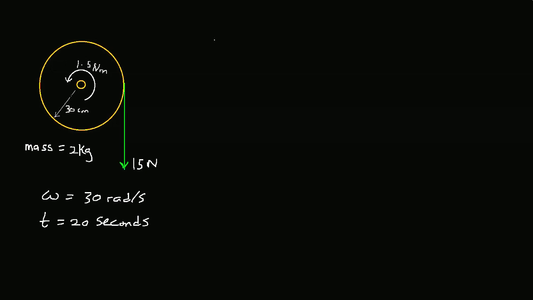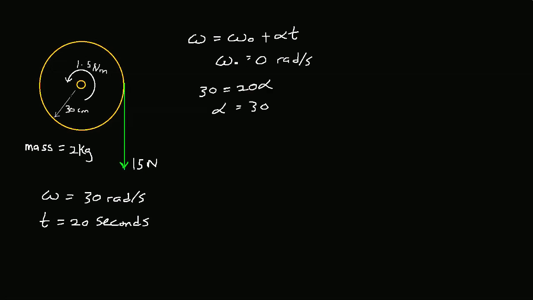First, we'll define the angular acceleration of the pulley using the equation of angular motion, omega equals omega naught plus alpha t. We know that the pulley accelerates to 30 radians per second from rest in 20 seconds. So omega equals 30, omega naught equals 0, and t equals 20. Plugging these values into our equation, we can solve for our angular acceleration and we obtain 1.5 radians per second squared to be the angular acceleration of the pulley.